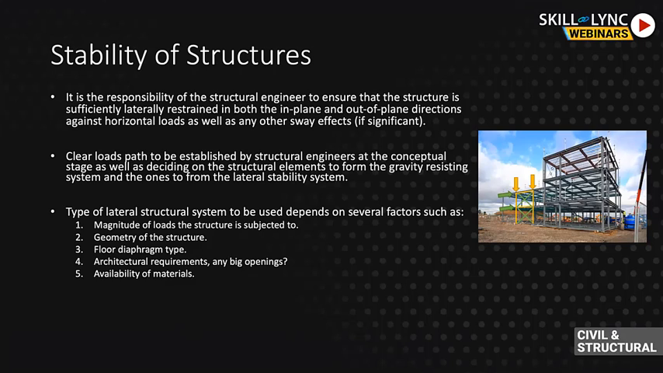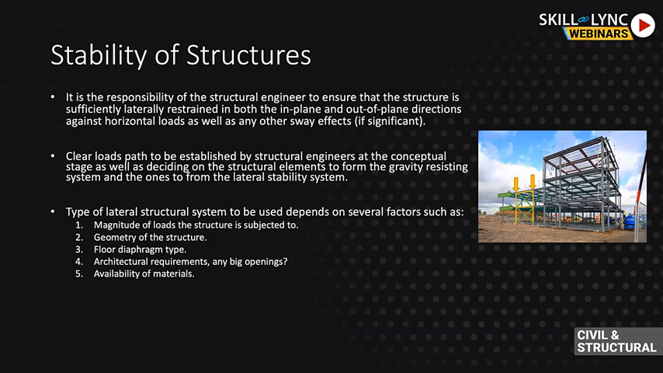So to help the structural engineer decide on the type of structural stability system to choose, there are many governing factors. Some of them are things such as the magnitude of the loads on the structure. So for example, if you're designing a high-rise building, you would expect your wind loads to be the dominant loads in your design. Your lateral stability system will be governed by wind loads. Geometry of the structure, as I illustrated in the previous slide. So do you have any irregularity in the shape in plan or elevation?